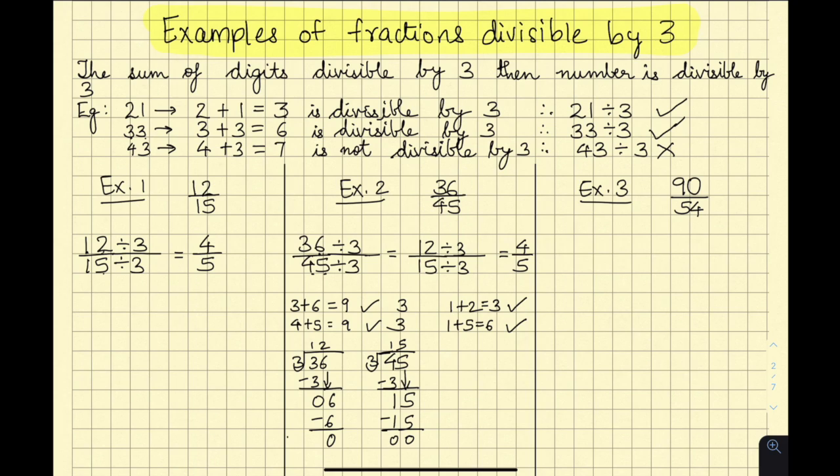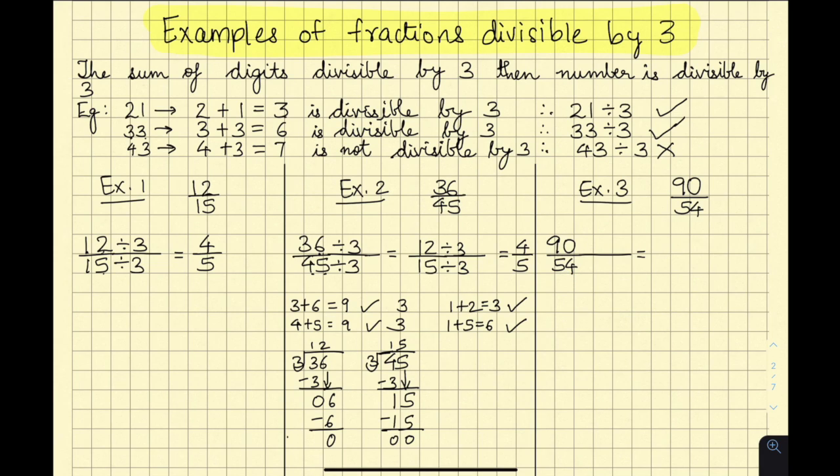Now we move on to the next example, that is 90 over 54. We write 90 over 54. Now 90 has digit 0 in the units place, which shows that it is easily divisible by 2. And 54 has 4 in the units place, which also shows it is easily divisible by 2. But we are not dividing both of them by 2. We'll just check divisibility by 3 because these two are big numbers.